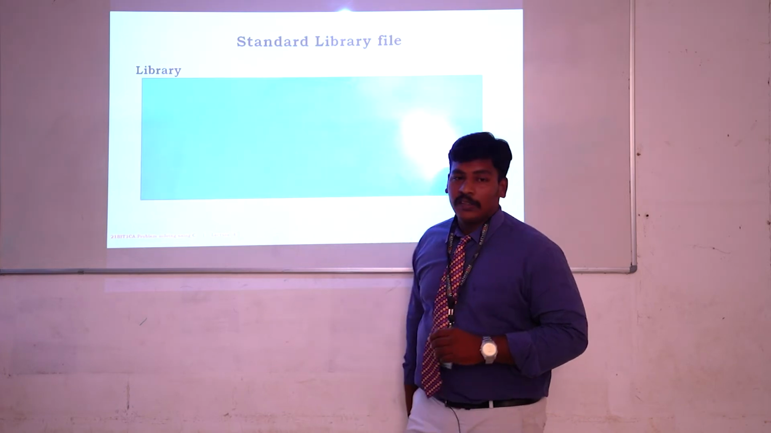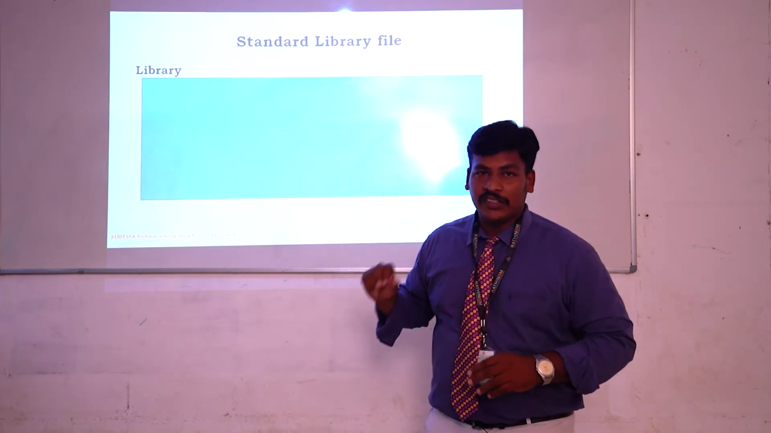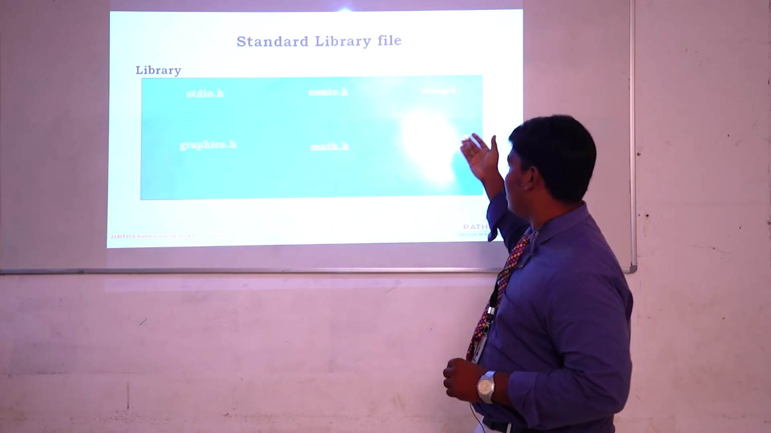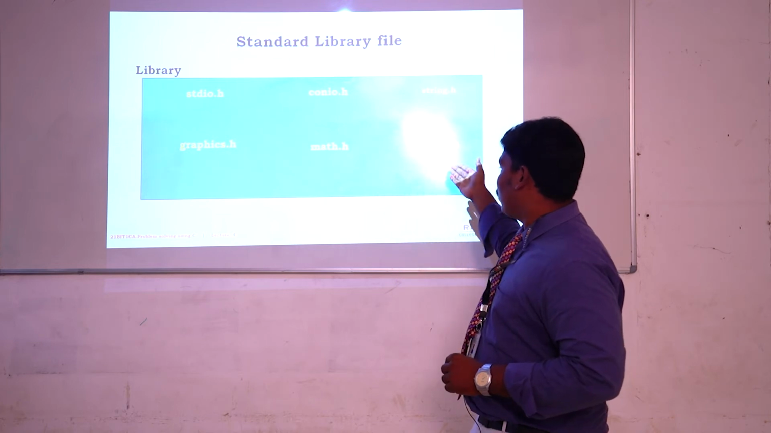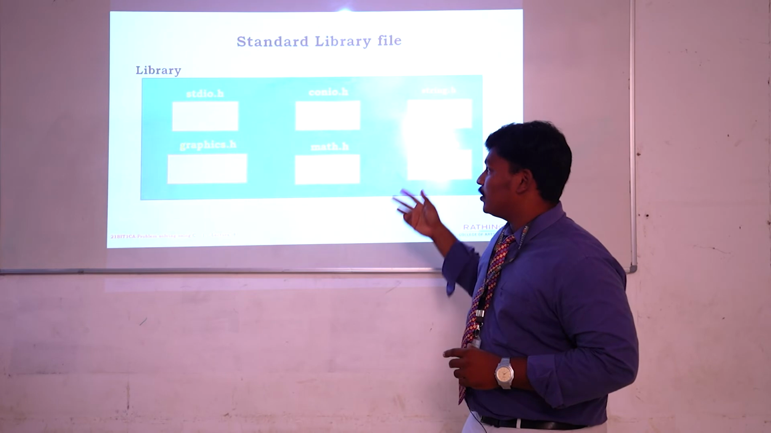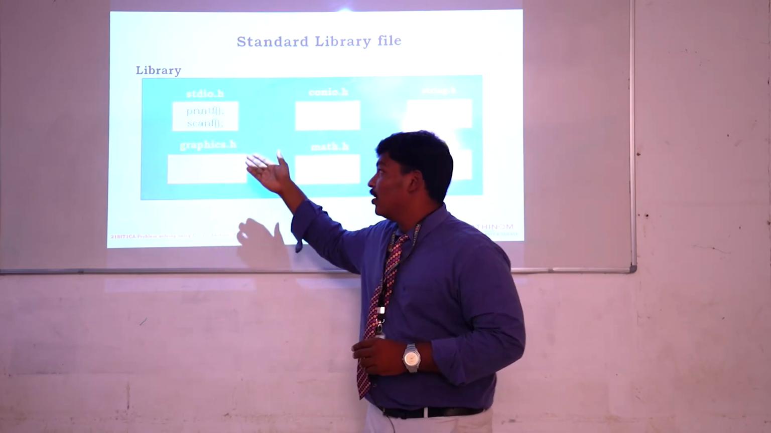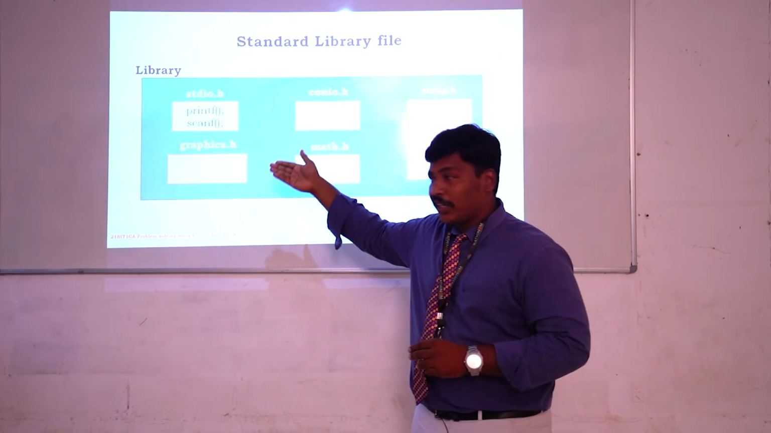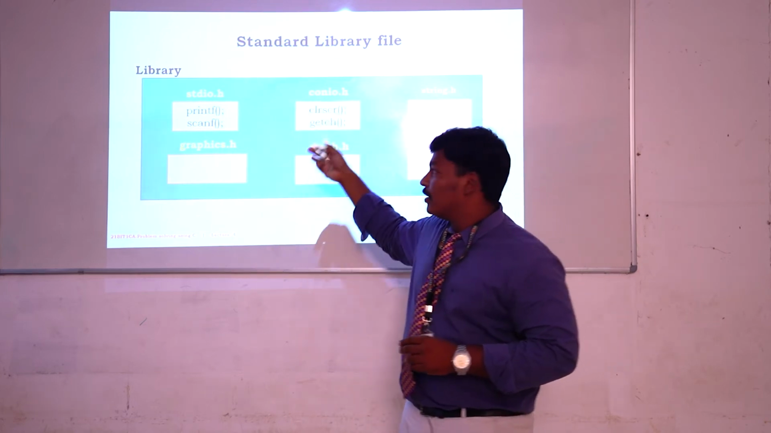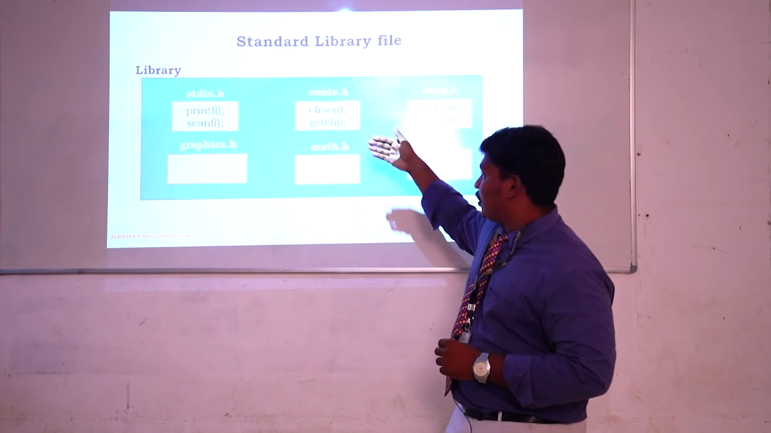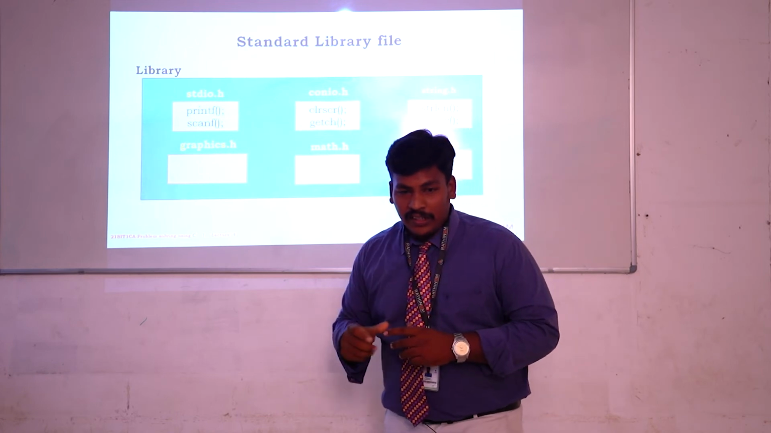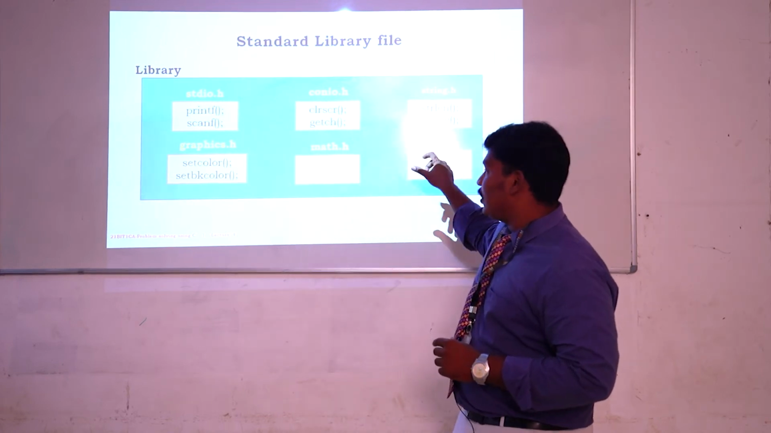Next, C has a set of rich libraries: stdio.h, conio.h, string.h, graphics, math, dos. These are header files. If using stdio.h, we use the printf statement and scanf statement. Conio.h provides clear screen and getch functions. Then string.h, where we count the string length using strlen, and reverse a string using strrev.